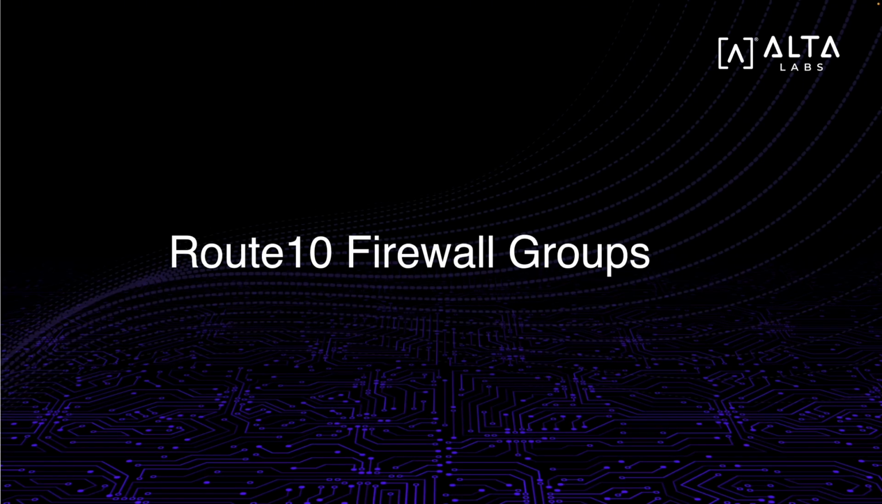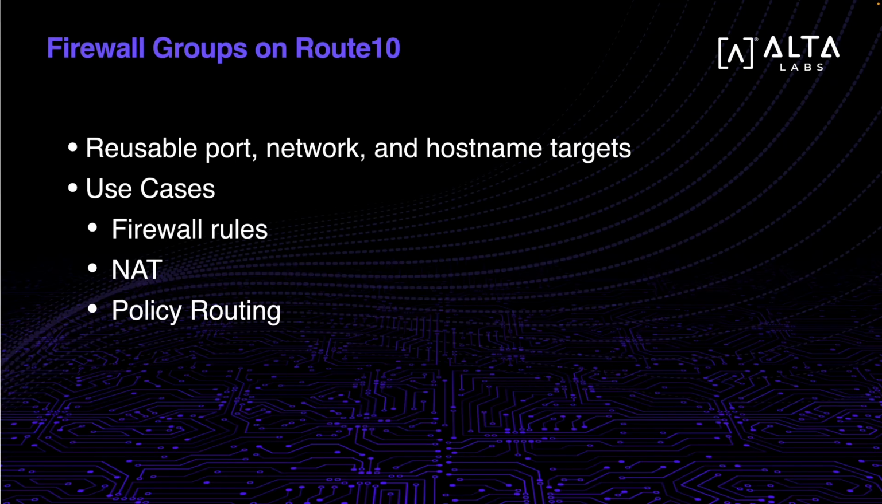Today I'm going to show you how firewall groups work on Route 10 and why they're one of the easiest ways to make your firewall, NAT, and policy routing configuration cleaner and easier to maintain. At a high level, firewall groups let you define reusable collections of ports or network destinations and then reference those groups anywhere you need them. So instead of typing the same ports, subnets, or host names into multiple rules, you create the group once and reuse it throughout the system.